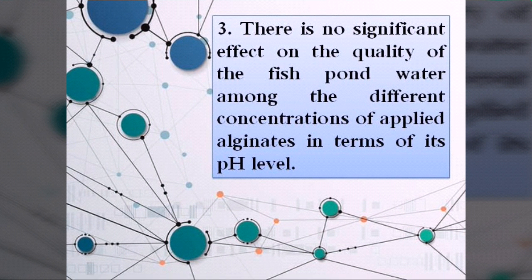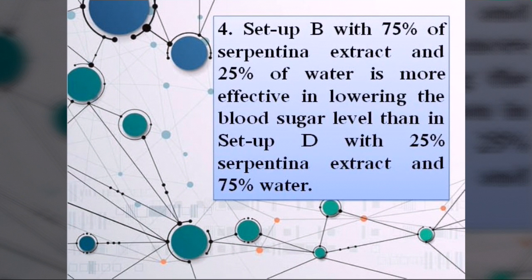Next, number 3. There is no significant effect on the quality of the fish pond water among the different concentrations of applied alginates in terms of its pH level. Okay, number 4. Setup B with 75% of serpentina extract and 25% of water is more effective in lowering the blood sugar level than setup D with 25% serpentina extract and 75% water.